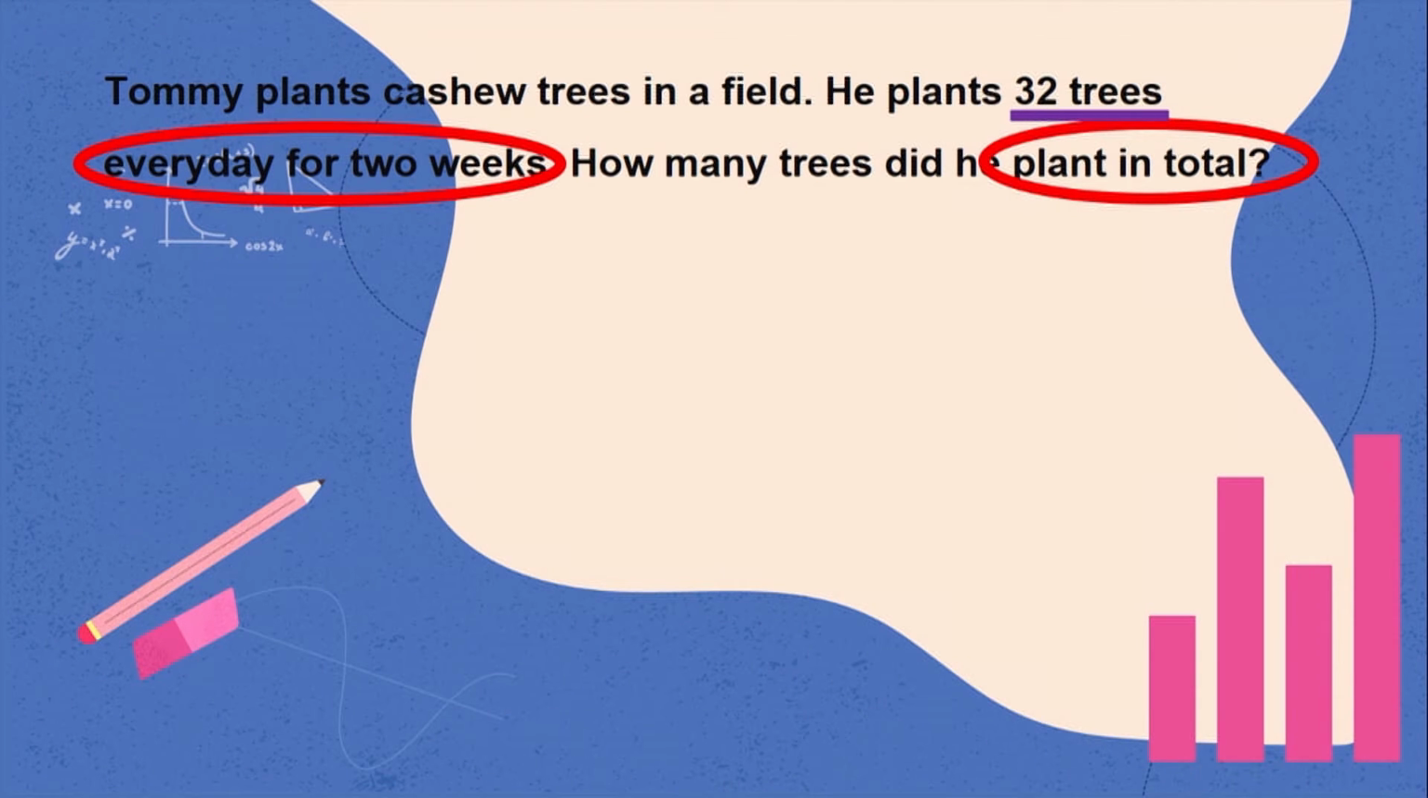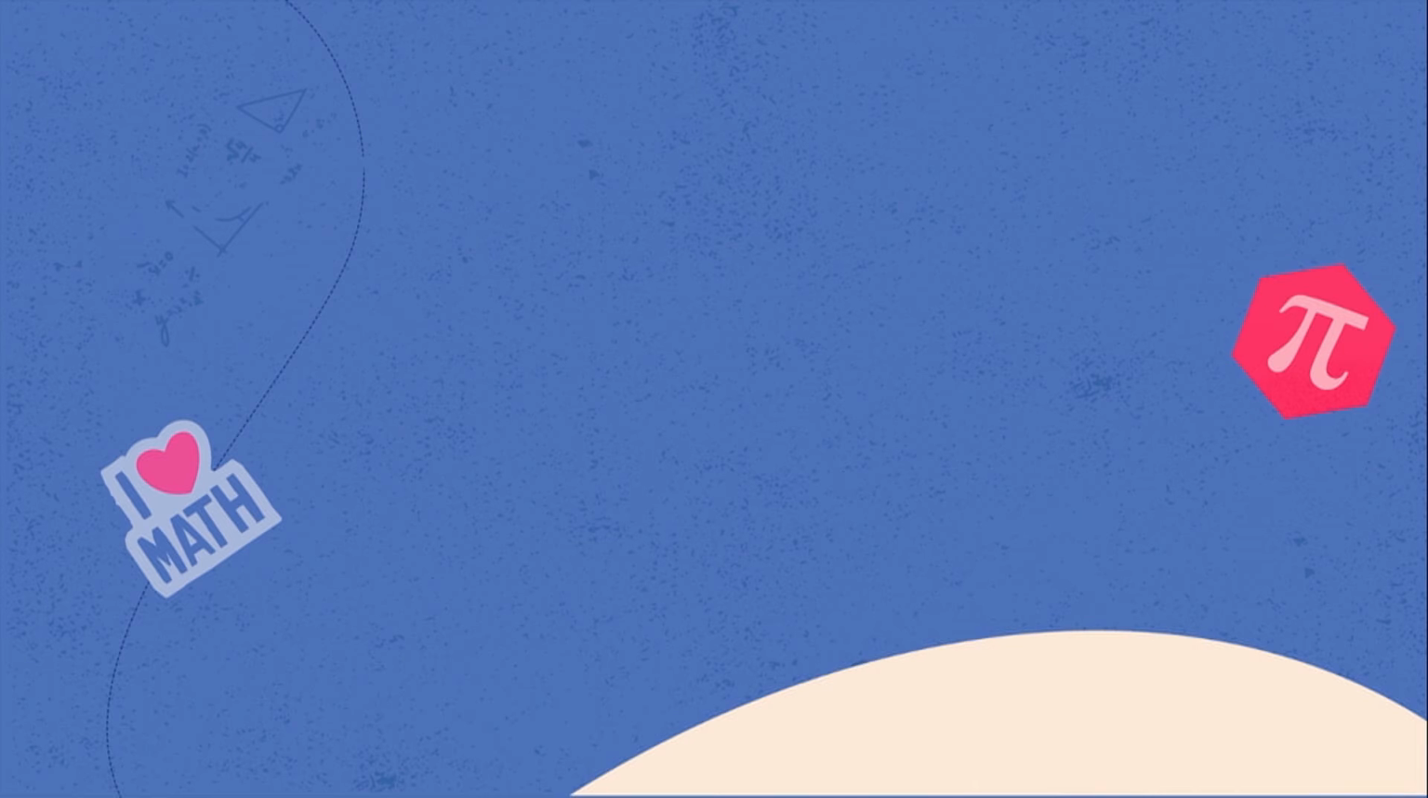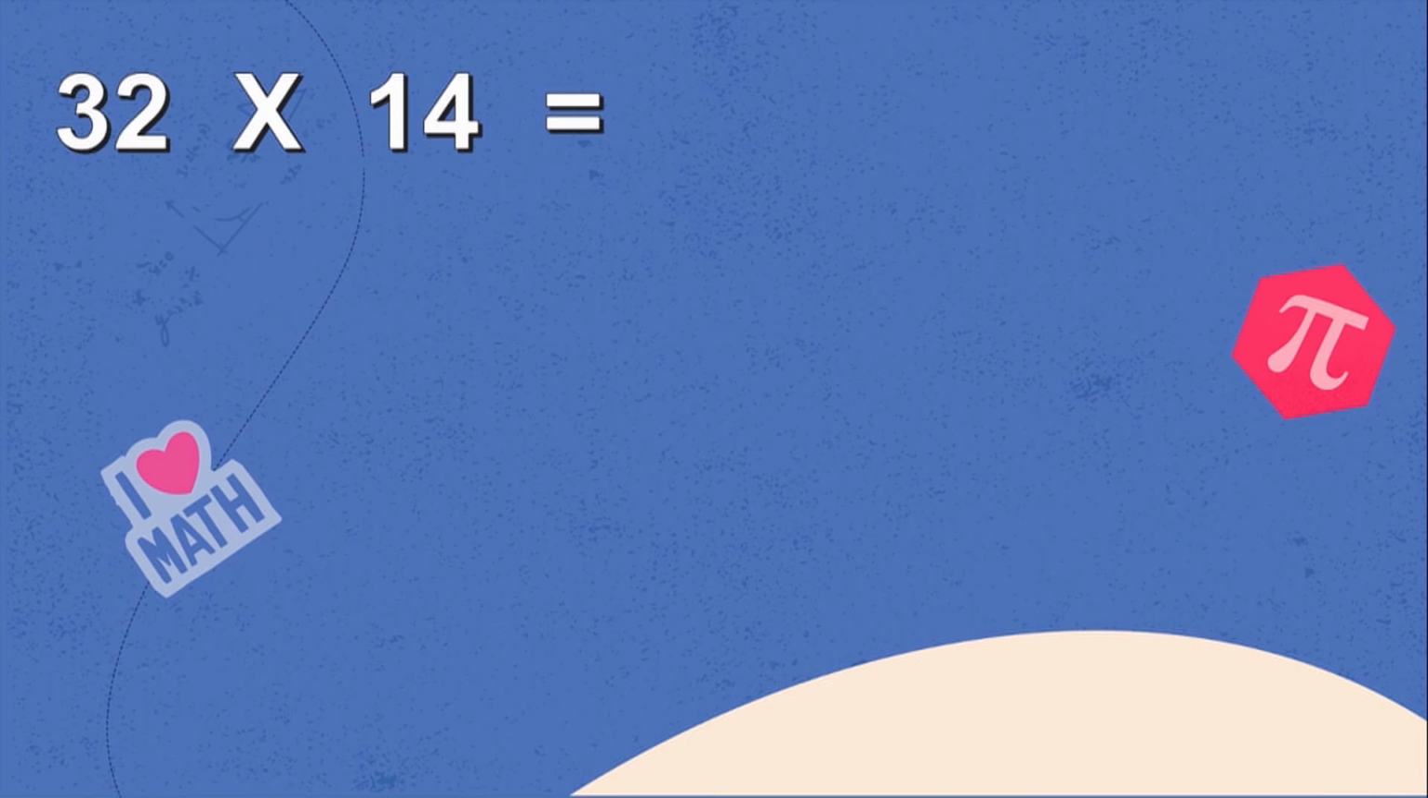So what are we looking for? A product. Yes. What product are we looking for? We have 14 days and we have 32 trees. So our sum should read 32 trees multiplied by 14 days. Do you think you can do that? Then let's try. We have 32 and 14.